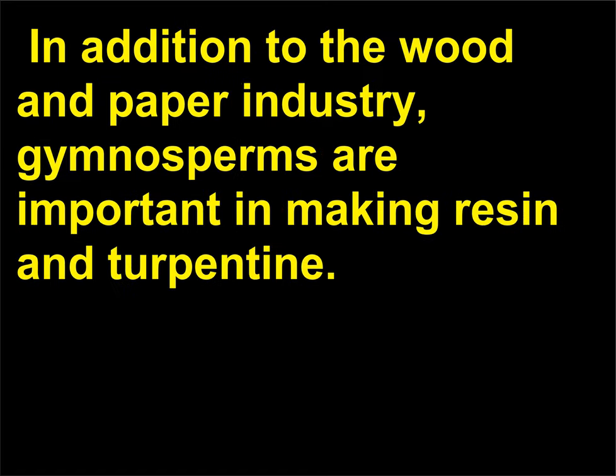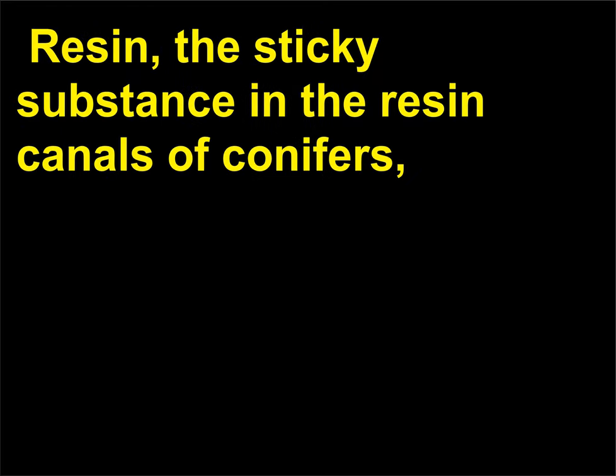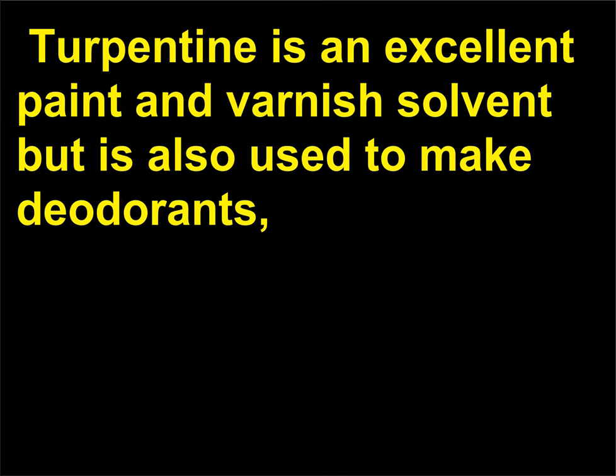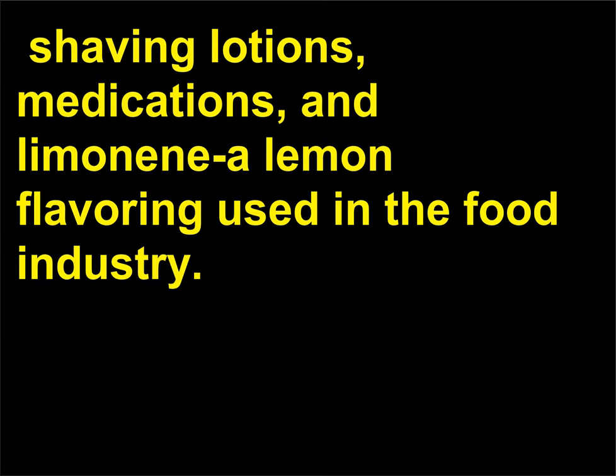In addition to the wood and paper industry, gymnosperms are important in making resin and turpentine. Resin, the sticky substance in the resin canals of conifers, is a combination of turpentine, a solvent, and a waxy substance called rosin. Turpentine is an excellent paint and varnish solvent but is also used to make deodorants, shaving lotions, medications, and limonene lemon flavoring used in the food industry.